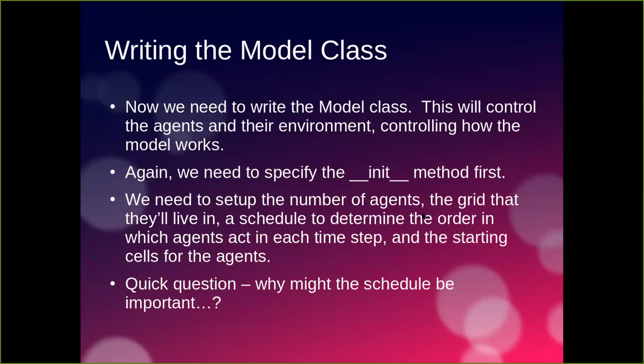The next thing we need to do is to write the model class, and the model class will control the agents and their environment, and it will control how the model works. And again, the first thing we need to do whenever we're doing any object-oriented programming is to specify the constructor, the dunder init method. So what we're going to need to set up in our constructor is the number of agents that we want in our model, the grid in which those agents will live, a schedule which will determine the order in which agents will act in each time step, and the starting cells for the agents, so where they're going to start in our model.